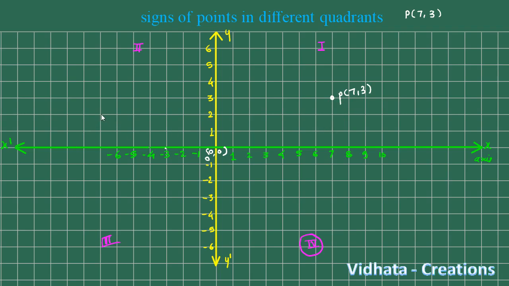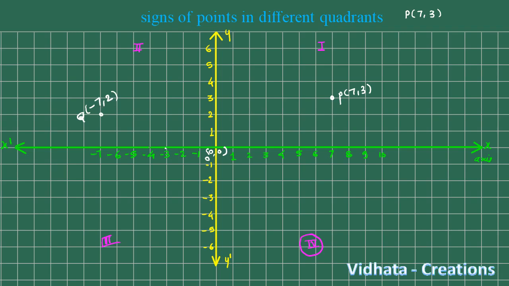Now suppose another point is here in the second quadrant, and let this point be Q. Now what are the coordinates of this point Q? If you take over here, then its x coordinate is -7 and y coordinate is 2. So I can write the coordinates as -7, 2, which are the coordinates of point Q, which lies in the second quadrant.